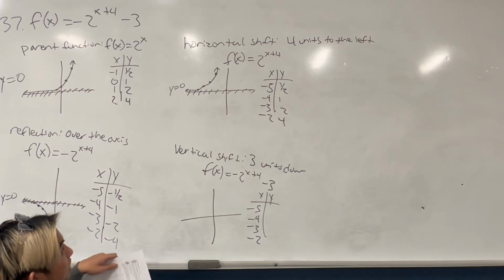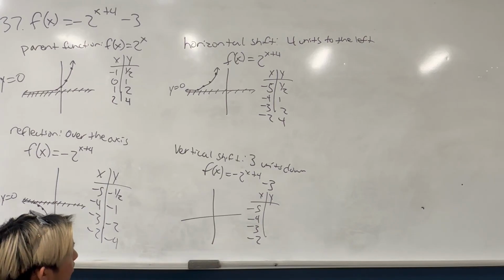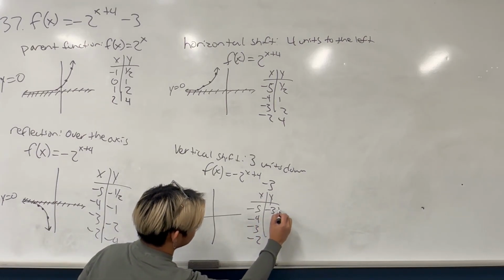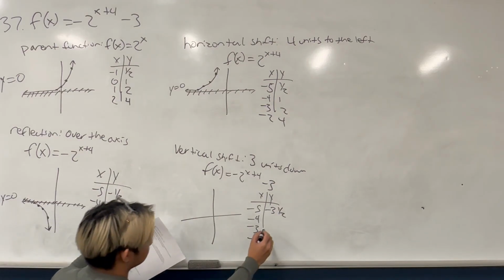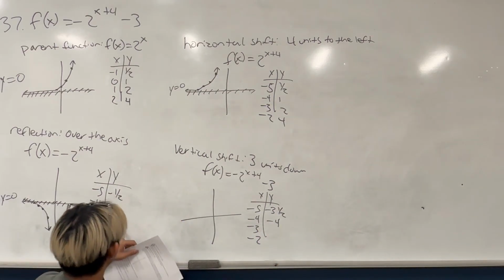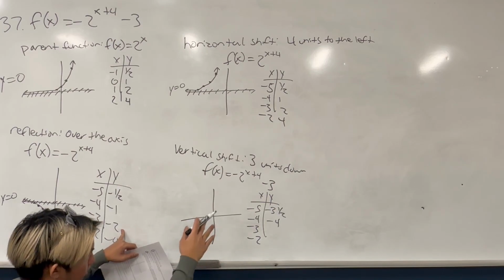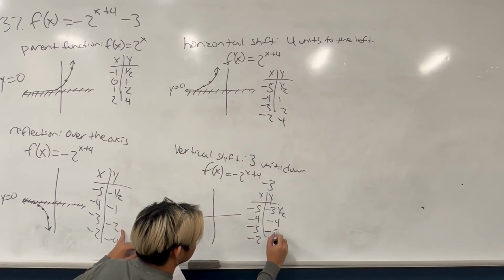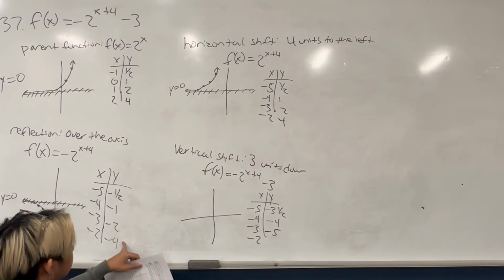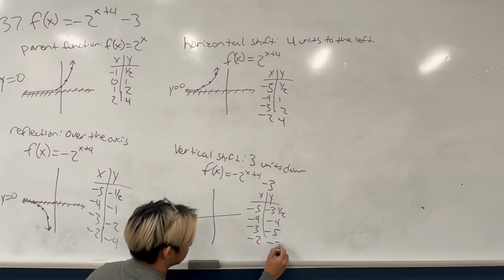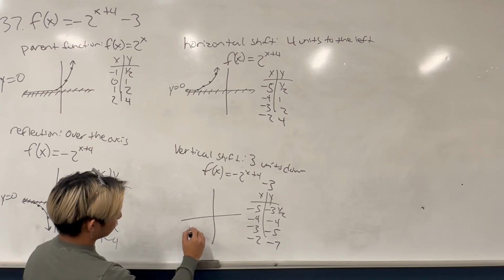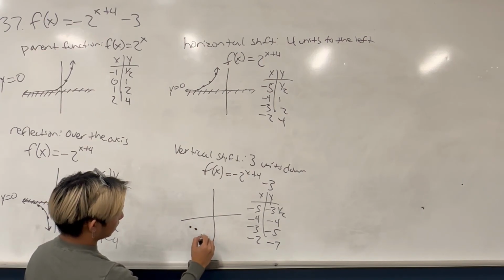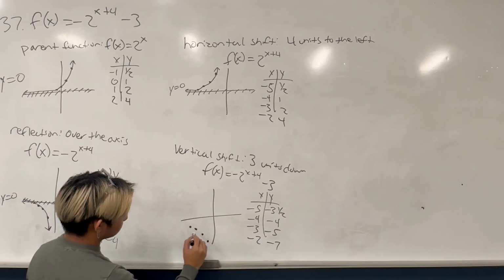So negative 1/2 minus 3 is negative 3 1/2. So then negative 1 minus 3 is negative 4. Negative 2 minus 3 is negative 5. And then negative 4 minus 3 is negative 7. So negative 5, 3.5. I'll say like 4s are on here. 3, negative 5, 2, negative 7, something like that.